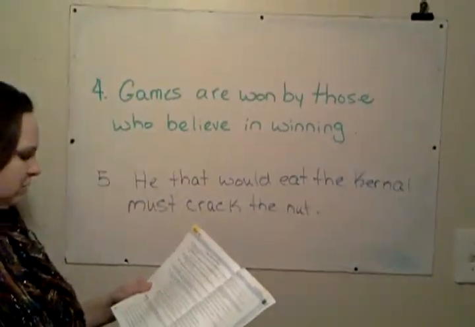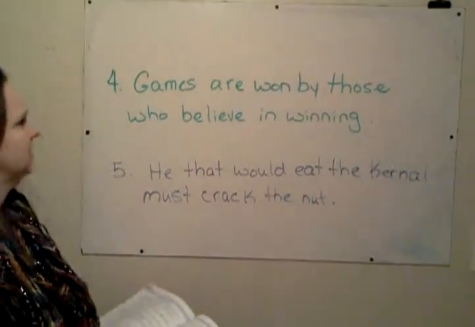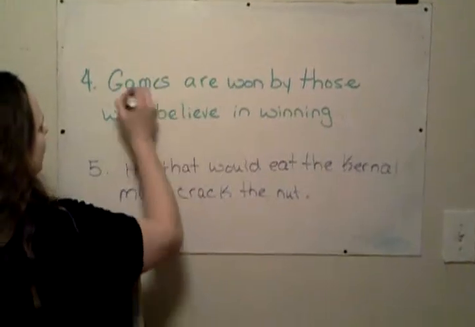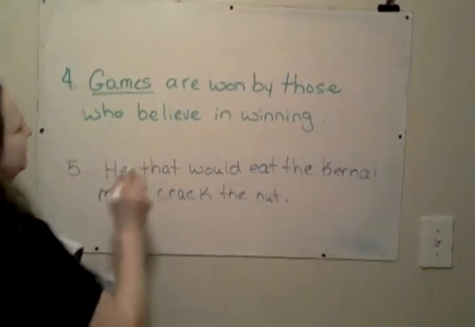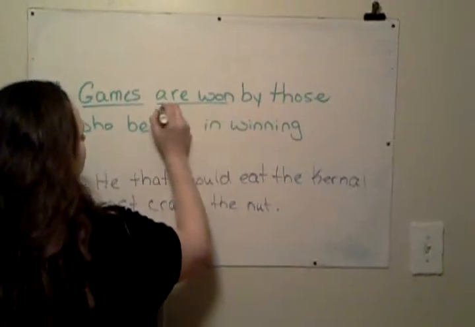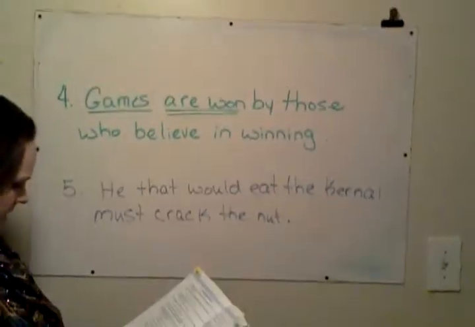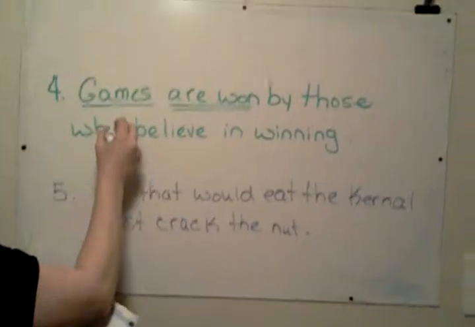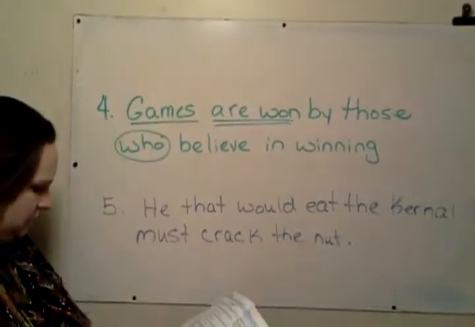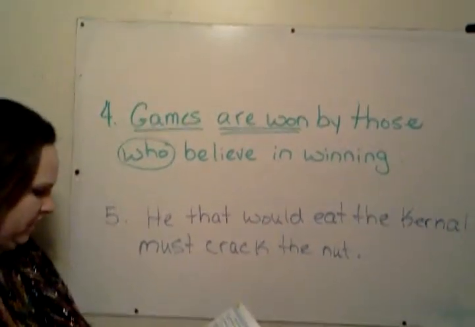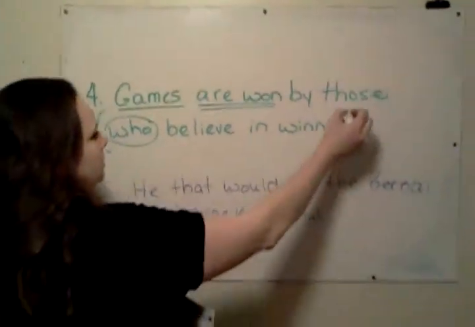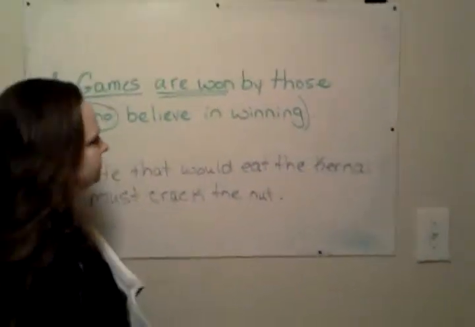So for sentence number 4, it says underline the verb 2 times and the subject 1 time. Games is the subject. R1 is the verb. And then it says circle each relative. This is the relative. Put parentheses around each adjective clause. The adjective clause would be who believe in winning.